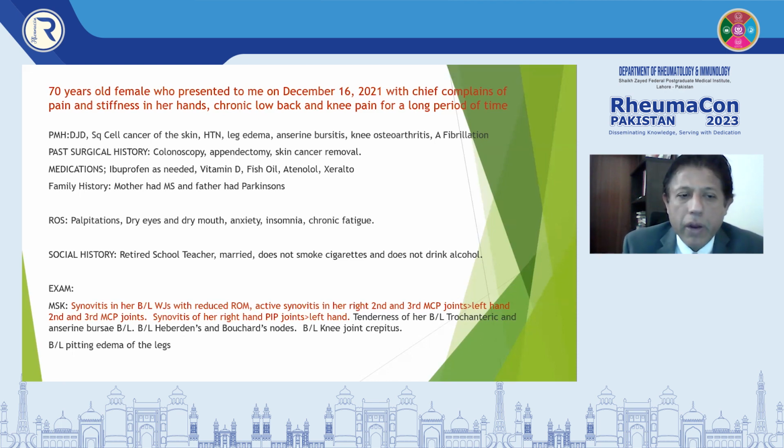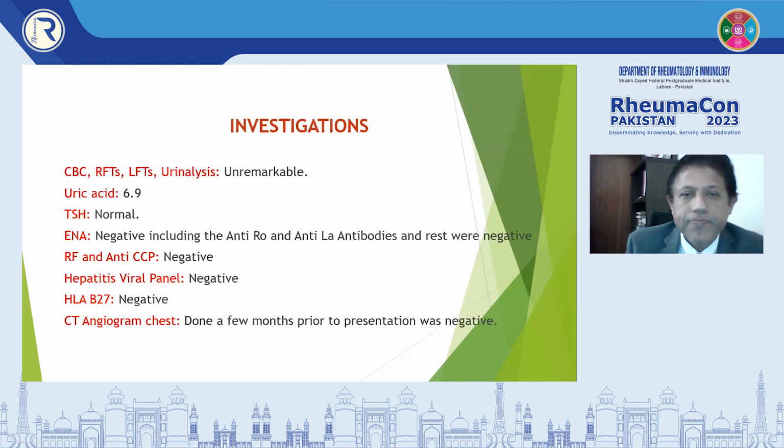When we examined her, we found that she has findings of inflammatory arthritis with synovitis of her bilateral wrist joints with reduced range of motion, active synovitis in the right second and third MCP joints greater than the left hand, synovitis in the PIP joints greater in the right hand compared to the left hand, and findings of degenerative changes such as bilateral trochanteric bursitis, anserine bursitis, Heberden's and Bouchard's nodes, and bilateral knee crepitus. She had bilateral pitting edema of the legs.